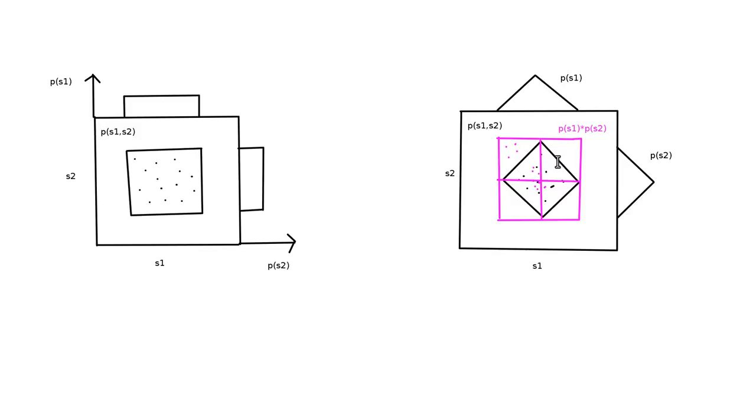So this thing differs from the original joint distribution, so therefore S1 and S2 are not statistically independent. While on the left side, the product of these two flat distributions actually equals the original joint distribution. So here they are statistically independent, here they are not.